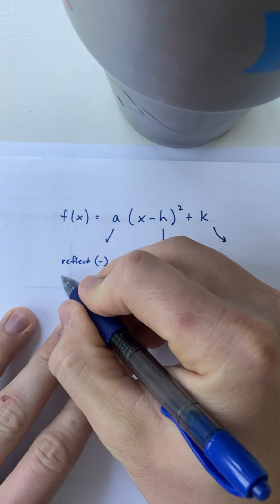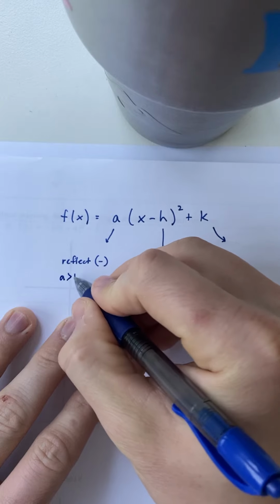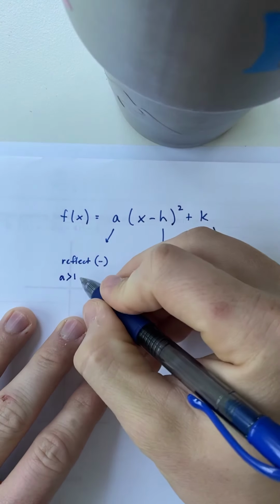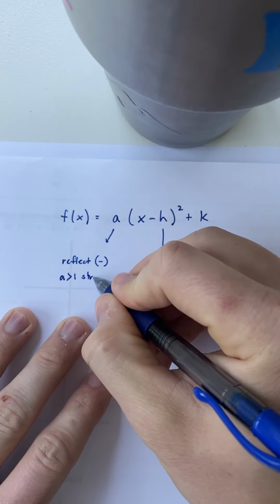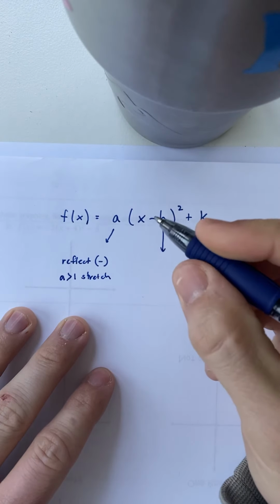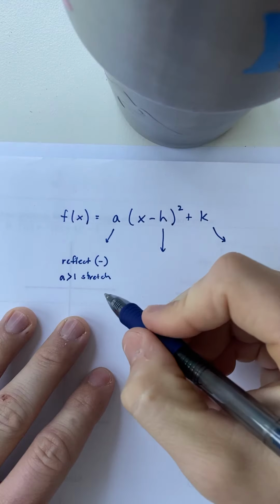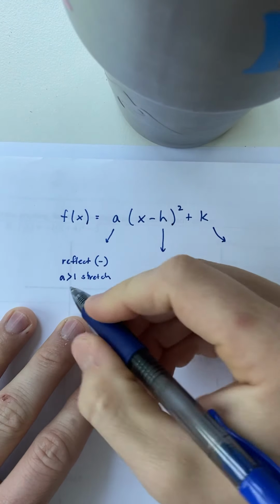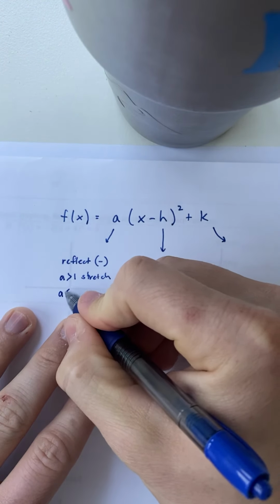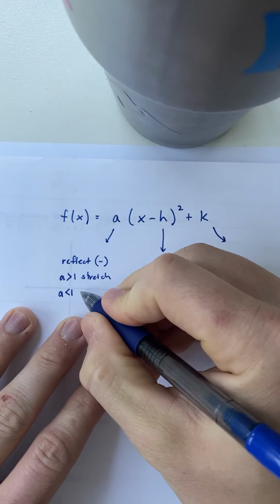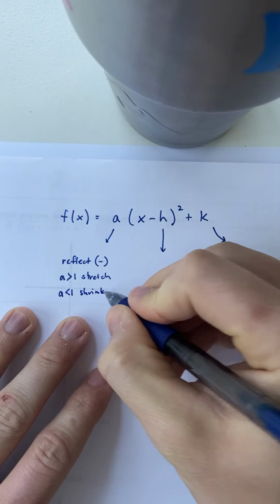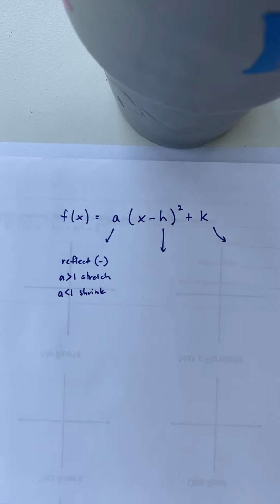All right, if a is greater than 1, meaning that if it's a whole number, that's going to be a stretch. Remember, we said that's going to go up faster. I made a fool of myself by trying to reach for the roof. Okay, that's a stretch. It goes up faster. And then if a is less than 1, meaning that it is a fraction, that means it is going to shrink. All right, so those are the 3 things that a value out front does.